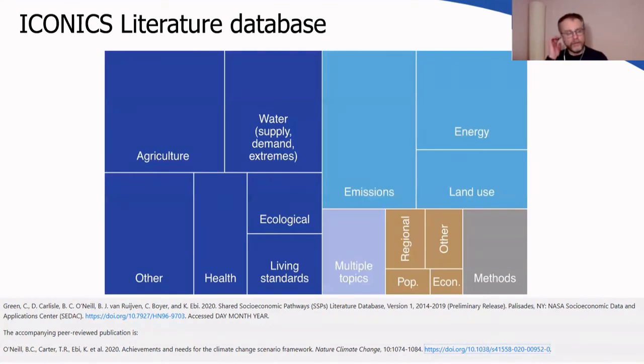And here, a quick overview of the literature on these 1,400 papers. You see how broad the coverage is of where the SSPs are used, with applications to agriculture, to water, health, and then further extensions toward emissions, energy use, and land use, and regional extensions, population extensions, economic extensions.